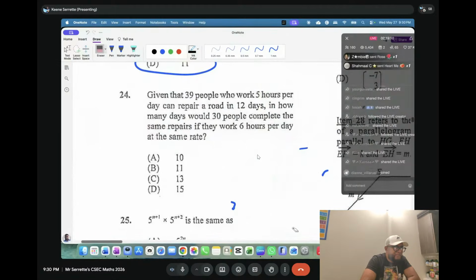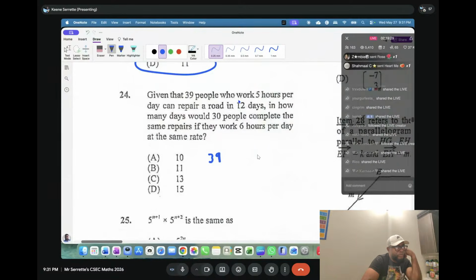I thought the 12 was irrelevant to the question. Let me read it again. Given that 39 people work 5 hours per day. Oh, yes. Correct. Last time I messed up the same question. 39 people working 5 hours per day can repair the road in 12 days. In how many days? So we don't know d. So it's 39 multiplied by 5.